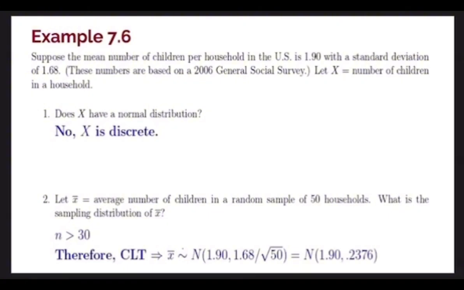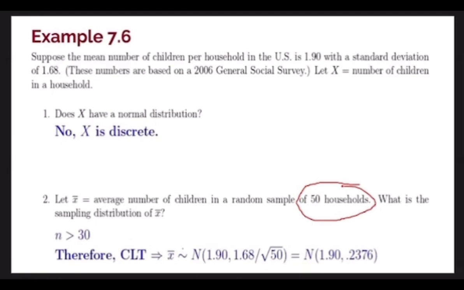Now, question 2 said, let X bar be the average number of children. Now, we want to talk about the average number of children in a random sample of 50 households. Please pay attention. In a random sample of 50 households, what is the sampling distribution of X bar? If you want to answer a question about the sampling distribution of X bar, let your mind go to the central limit theorem.